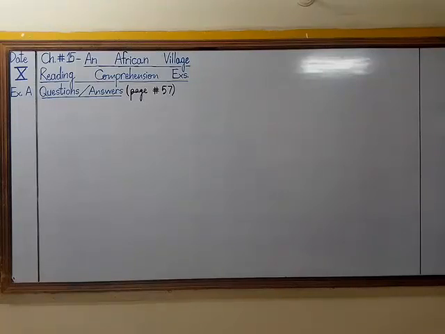Dear students of class matric, in the last video lecture, we discussed questions and answers, our reading comprehension activity on chapter number 15, An African Village. Before that, we have already discussed the whole chapter along with the keywords with their English and Urdu meanings. Today, we will cover the remaining question answers which we left yesterday. As we have already covered questions 1 to 6, we will continue from question number 7.